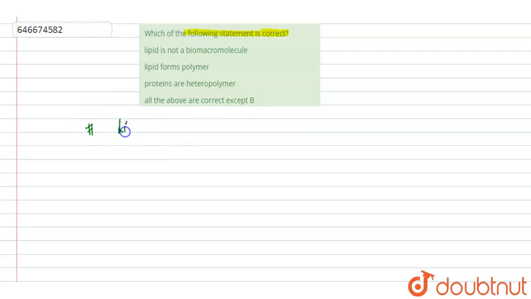First one is the lipid. Lipids are fatty acid derivatives, and these are biomolecules. They are considered biomolecules, but their molecular weight is comparatively less than the other molecules. So these are not considered macromolecules. These are considered micro biomolecules because their weight is less. So this is a correct statement.